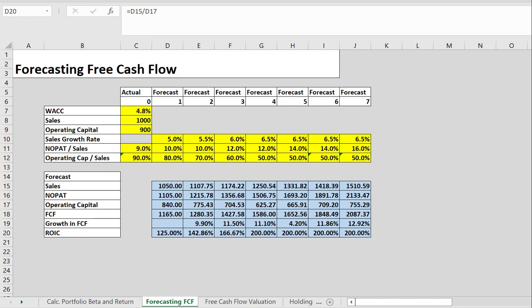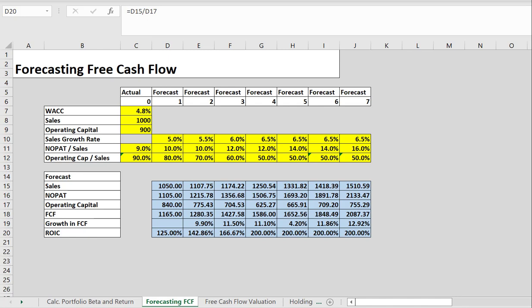So let's think about what we need to know. We need to know a little bit about weighted average cost of capital. You can find that lots of places. You can Google that. There are some websites that'll calculate it. You can calculate it yourself. This just reflects the average cost of capital for the corporation.